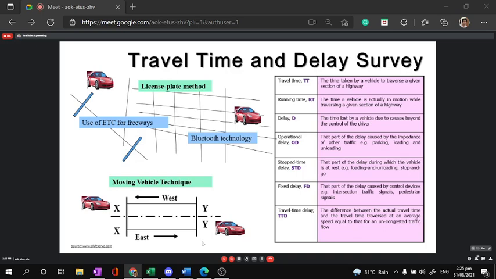So when you do that, normally what you get is distance sa road and then time, so journey time. So what you get is speed as well. Speed, travel time, delay, and distance of the route. So that's for the moving vehicle technique. To translate that in a manual survey, it would mean na you use the license plate method.